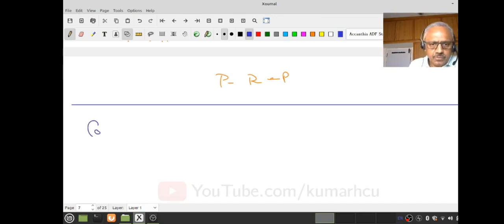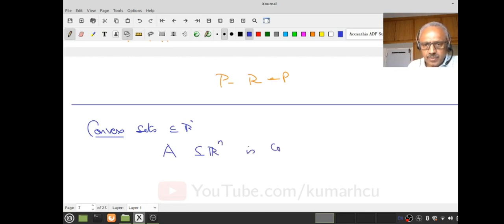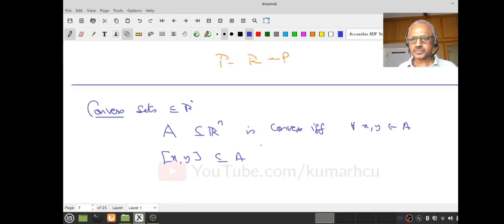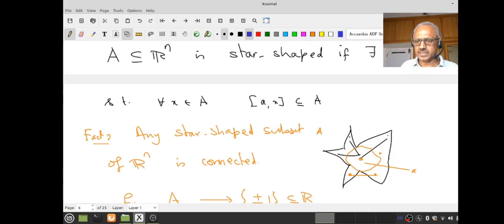Many of you would have heard the word convex set in Rn. I say a set A in Rn is convex if and only if for every x, y in A, the line segment xy is contained in A. For example, this set is not convex. This is star shaped, not convex.